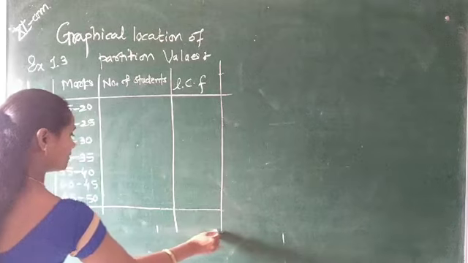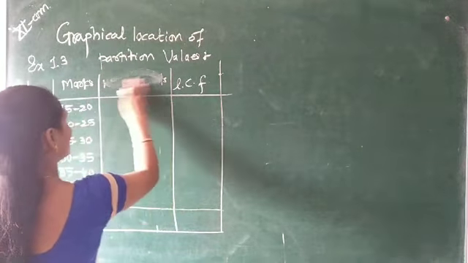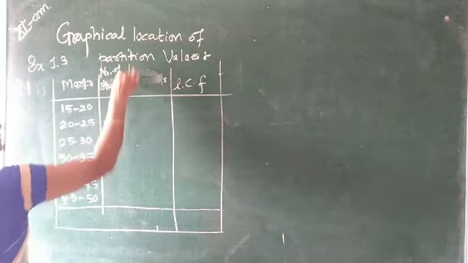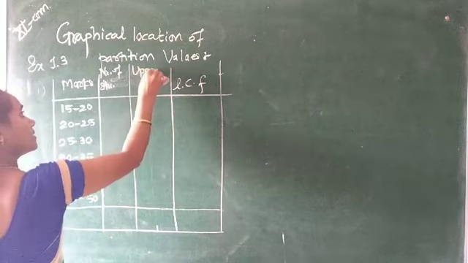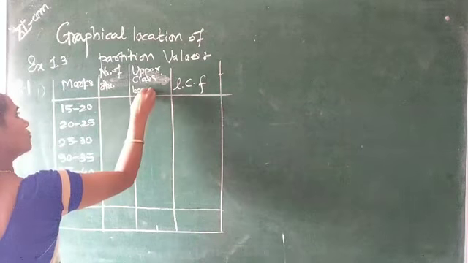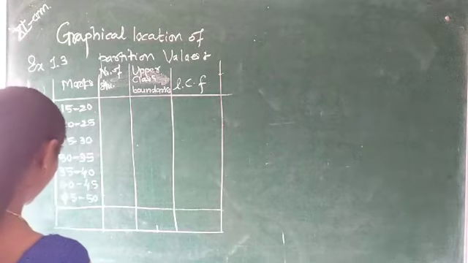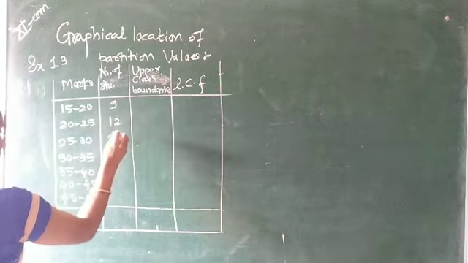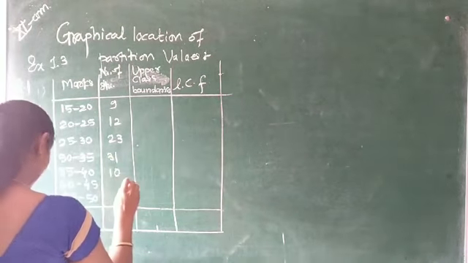So first we take the points on the curve. Next, one column I'm taking here, the number of students and upper class boundaries, which we plot on the x axis. Number of students, that is our frequency: 9, 12, 23, 31, 10, 8 and 7.